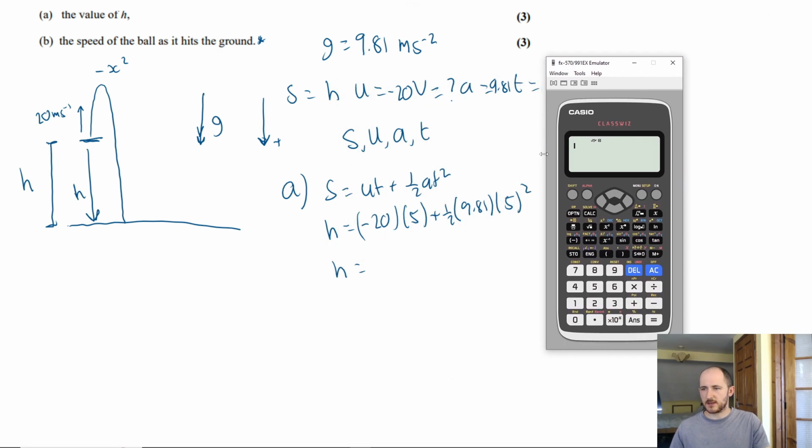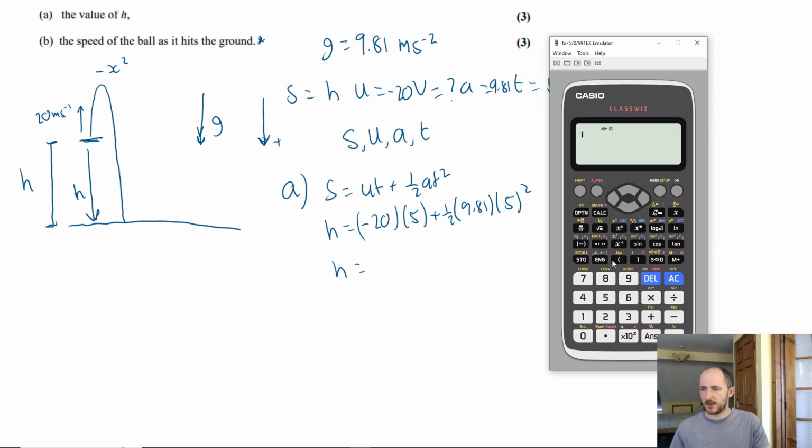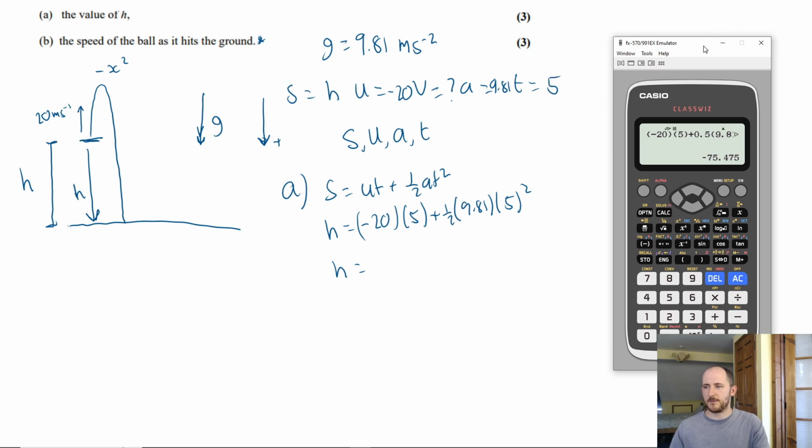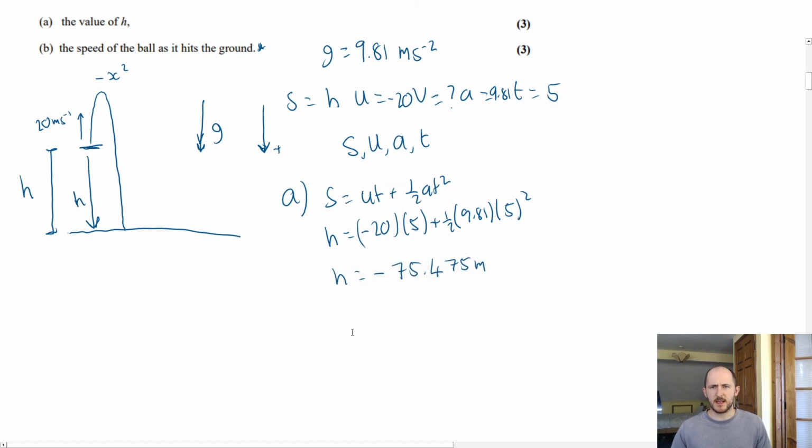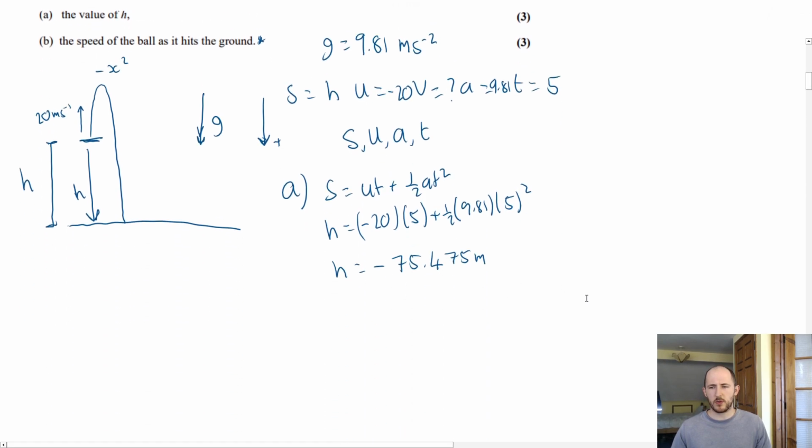So let's make this slightly bigger so you can all see it. So minus 20, close bracket, open bracket 5, plus a half, I'm just going to call it 0.5 just because I'm a bit lazy, 9.81 and 5. And that gives me negative 75 point blah blah blah. So negative. Now that is the displacement that the, what is it, a ball? Yeah, the ball is projected.